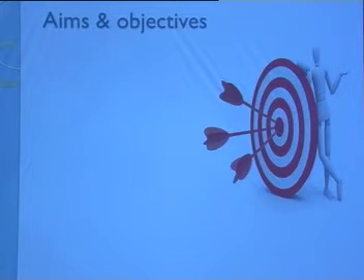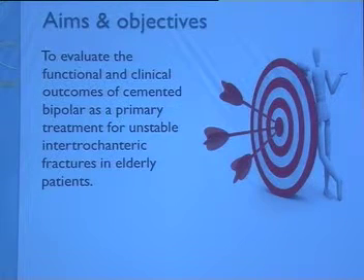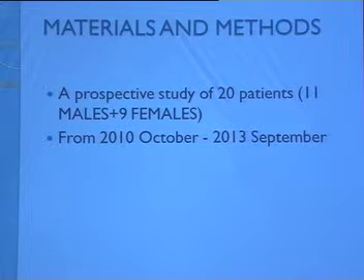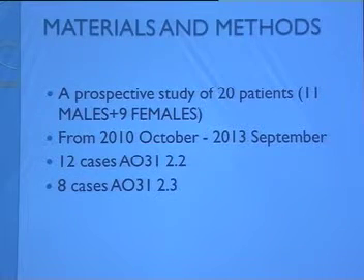The aim and objective of my study was to evaluate the functional and clinical outcomes of cemented bipolar hemiarthroplasty as a primary treatment for unstable intertrochanteric fractures in the elderly. It is a prospective study of 20 patients, 11 males and 9 females. The study was conducted from October 2010 to September 2013, with 12 cases of type 2.2 and 8 cases of type 2.3.